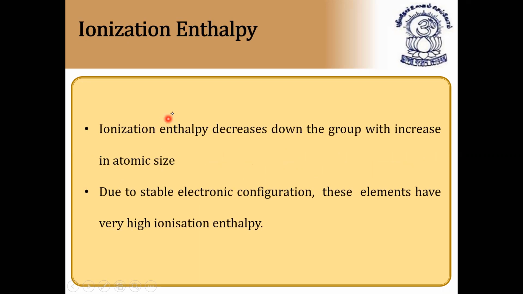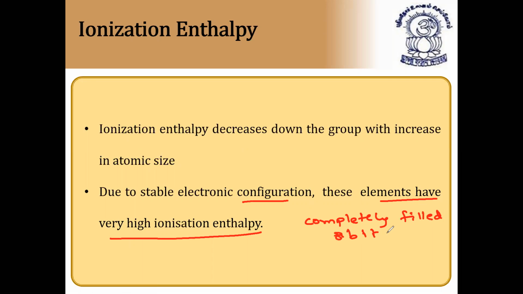Ionization enthalpy. It is very, very important. Ionization enthalpy decreases down the group with increase in atomic size. But due to stable electronic configuration, these elements have very high ionization enthalpy because they have completely filled orbitals. Even helium has completely filled orbitals, so it's very difficult to remove an electron from them. That's why, due to stable electronic configuration, these elements have very high ionization enthalpy, whereas down the group the ionization enthalpy decreases with increase in atomic size. I hope it is clear.